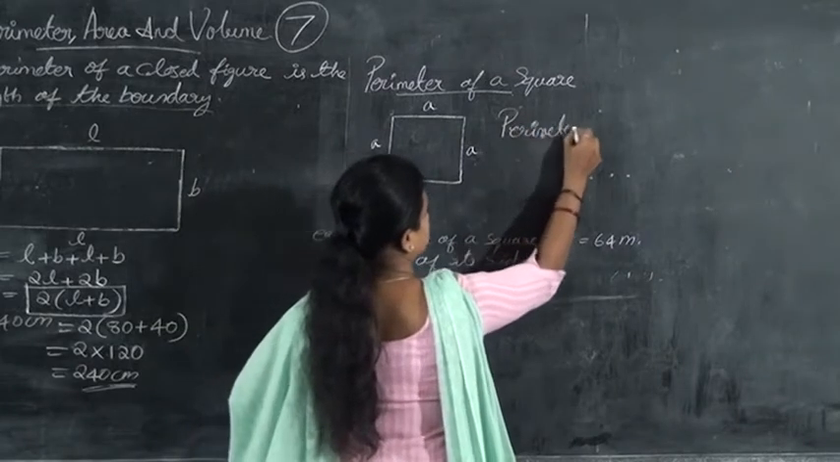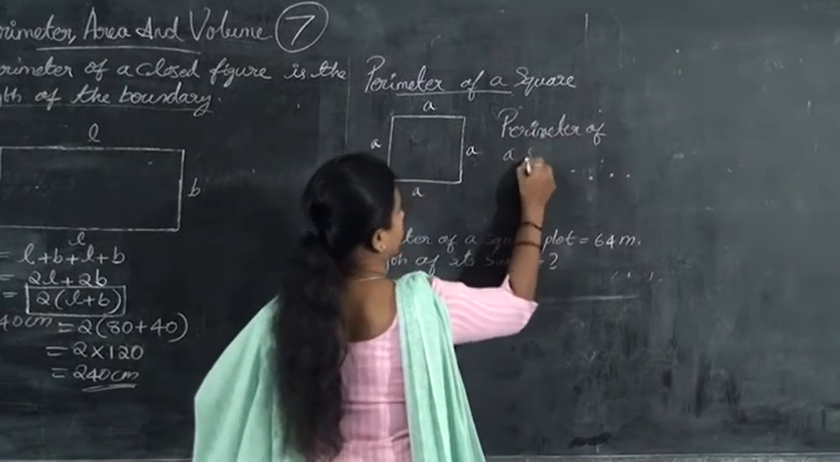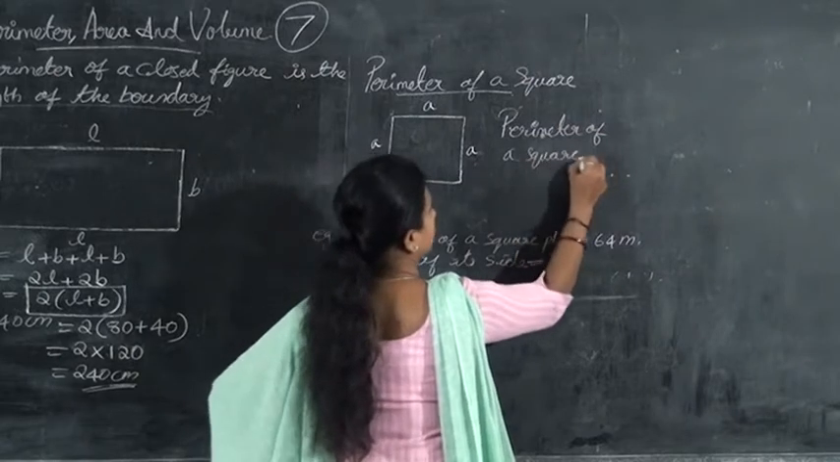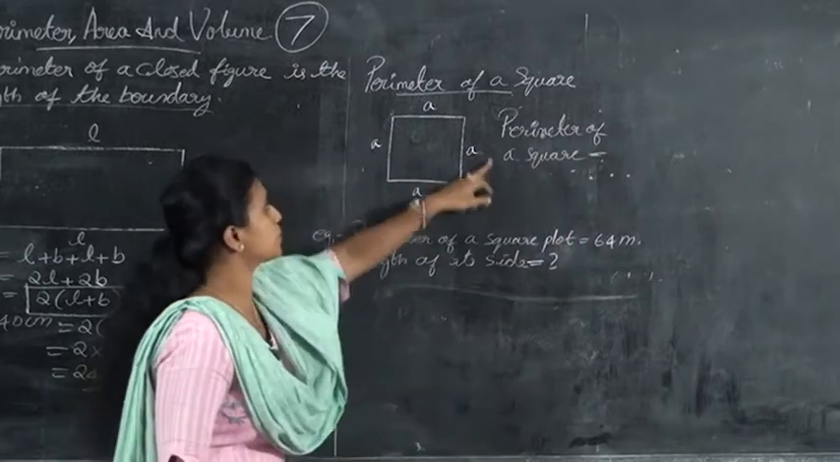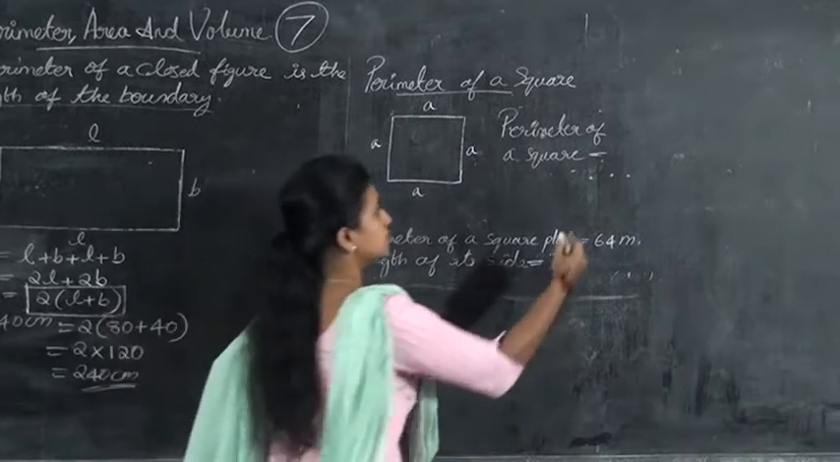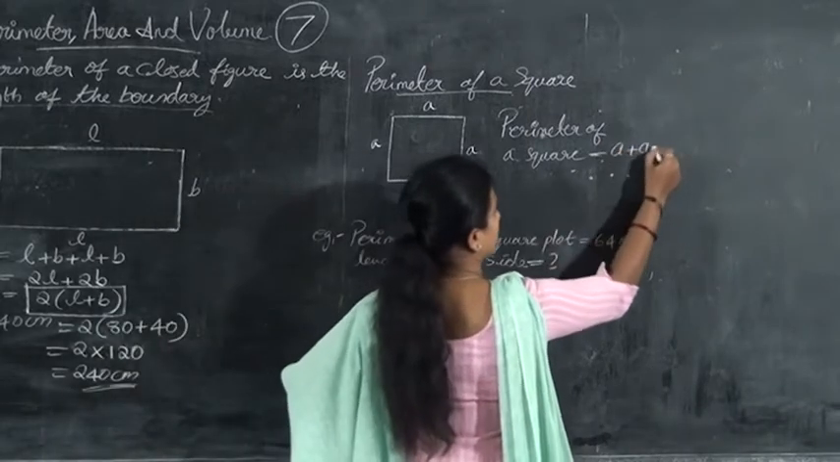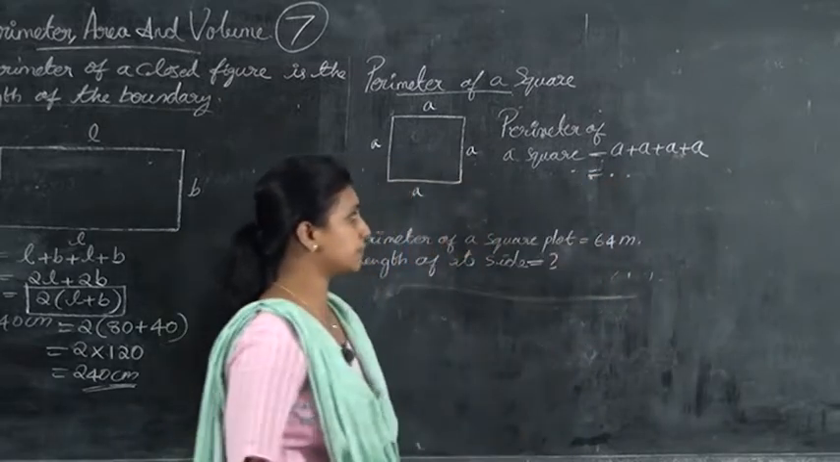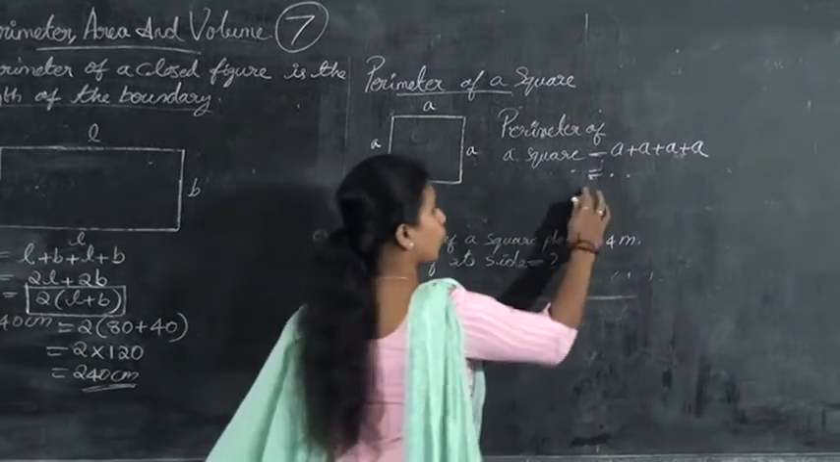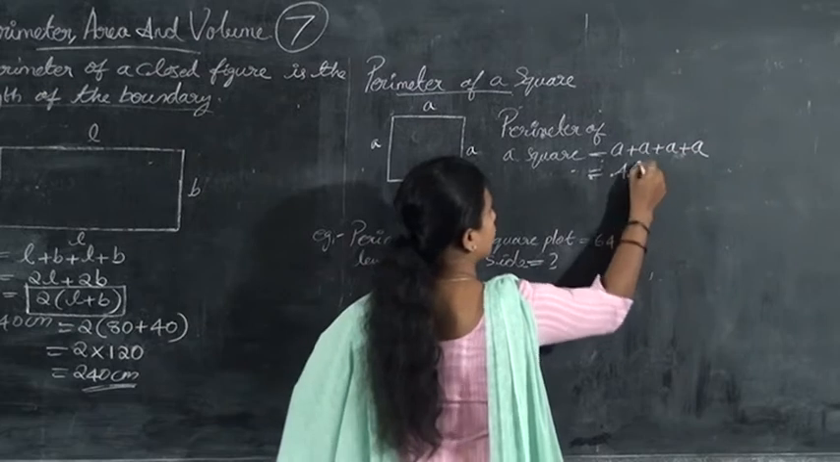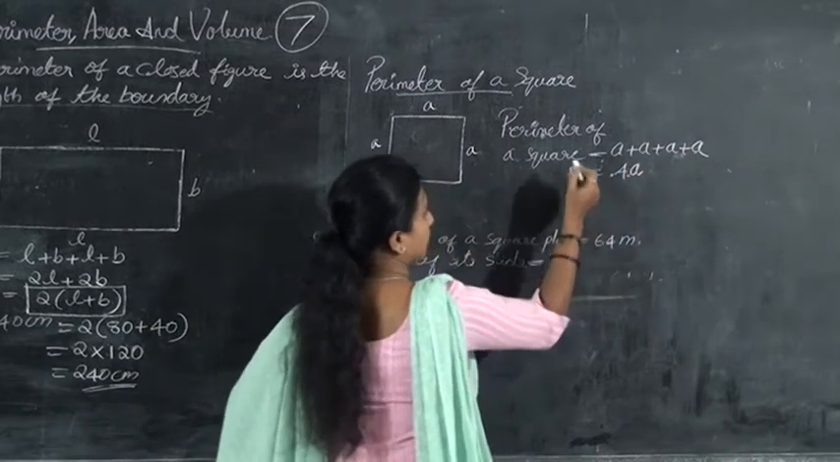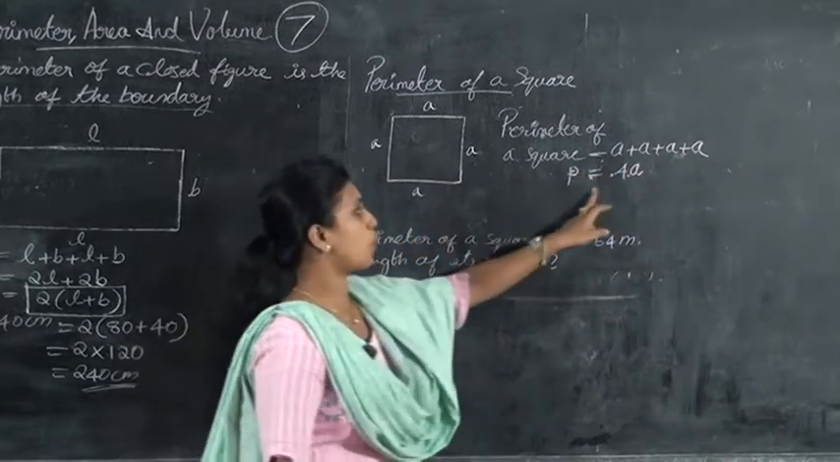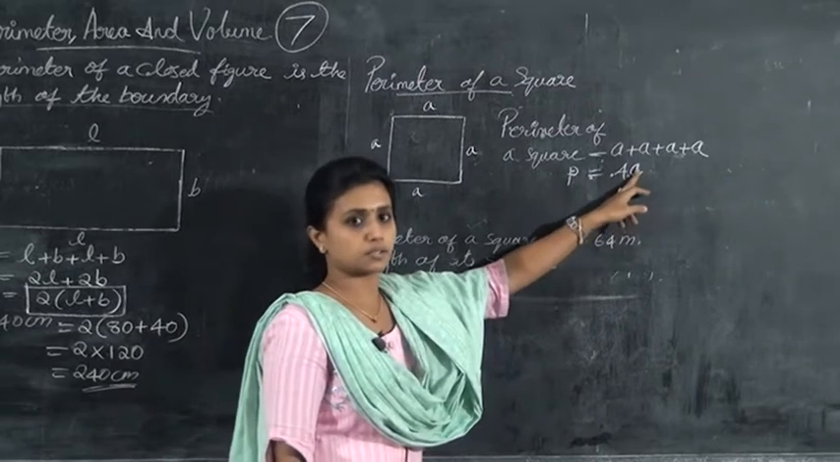Perimeter of a square is equal to adding all the sides. എല്ലാ സൈഡ്സും എന്ത് ചെയ്യുക? ആഡ് ചെയ്യുക. That is a plus a plus a plus a. How many times does this a appear here? 4 times, which means 4 times a can be written as 4a. That is, perimeter of a square is 4a. A is the length of one side.